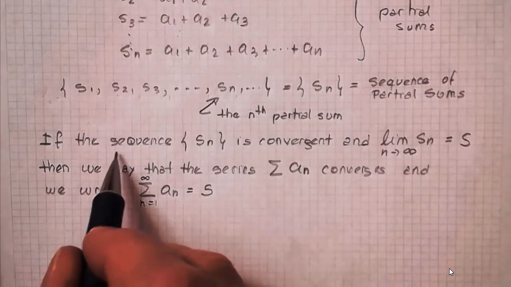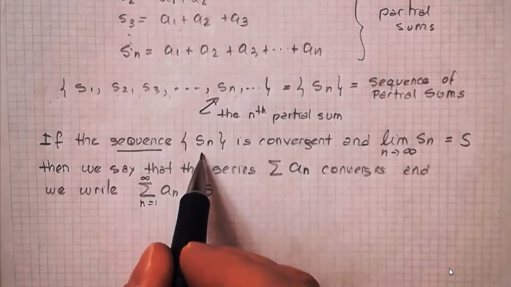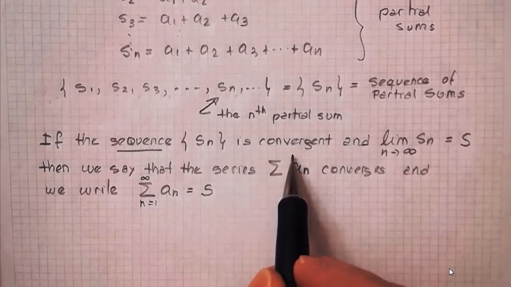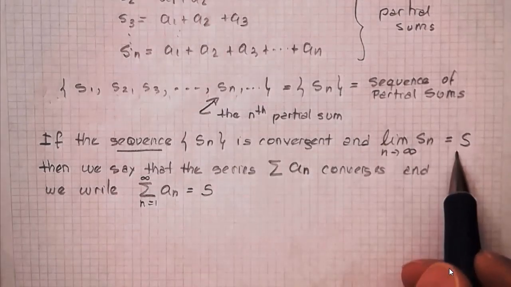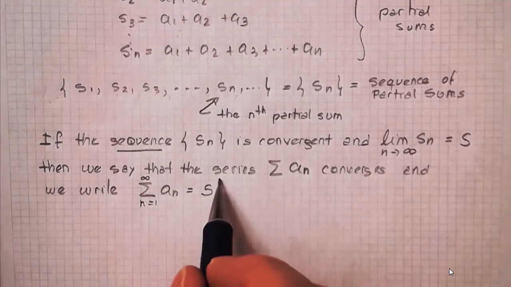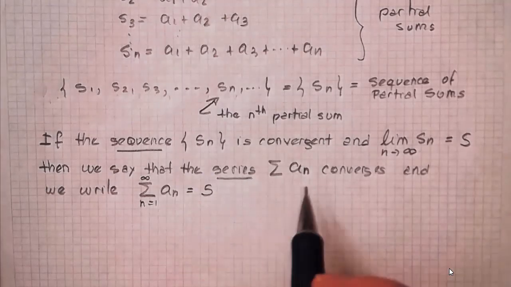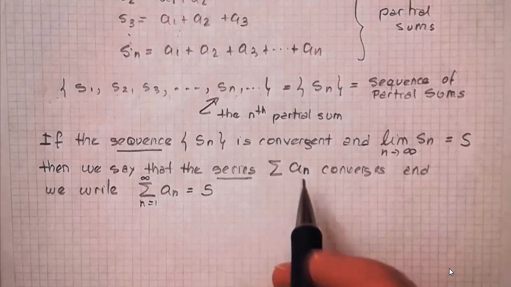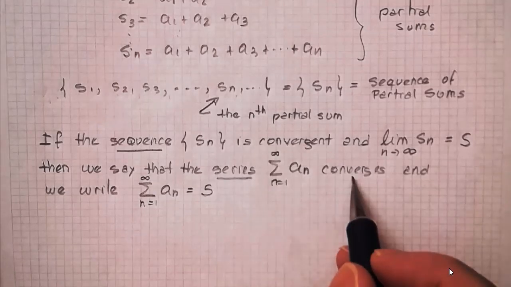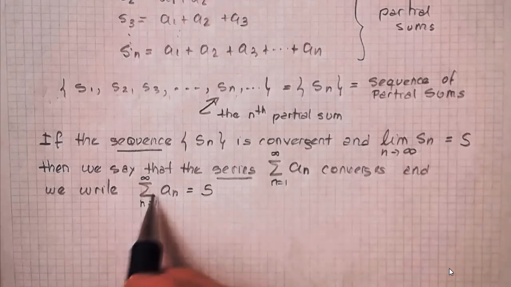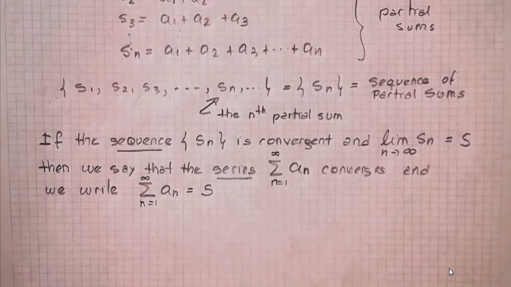Now, if the sequence of all those partial sums is convergent and the limit of that sequence is S, then we say that the series, the sum of the a sub n for n equals 1 to infinity, converges. And we write that the sum is S.